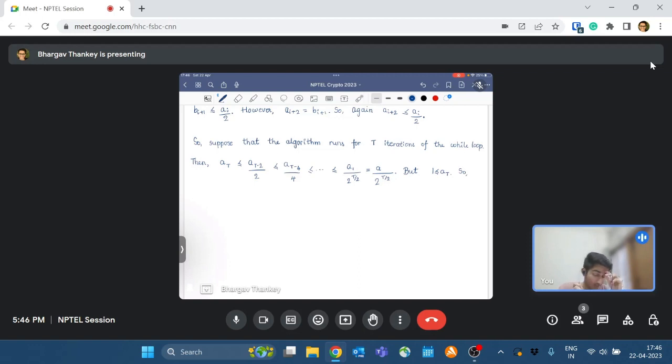So this means that 1 is less than or equal to a over 2 to the t over 2, which implies... So now we can take log base 2 on both sides, and since log is an increasing function, or rather a non-decreasing function, we get that log base 2 of 2 is 1, so we get, oh, this is less than this. T is less than or equal to 2 times log a.